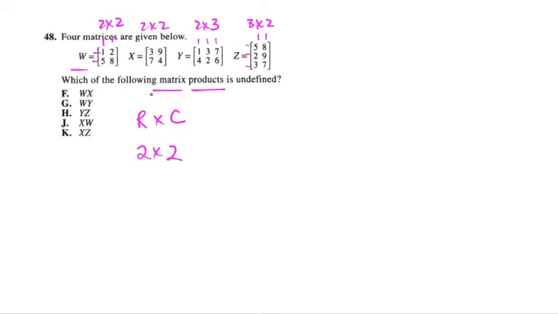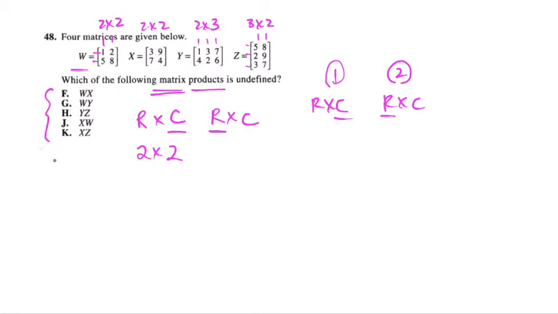The only way that we can multiply matrices is when the column of the first matrix is the same number as the row of the second matrix. So we have a row and a column of the first matrix. We have the second matrix, row and column, and these two numbers have to be the same. We're going to have to test all of these options, but what I'm going to do is start with the bottom one, K, X, Z. X is a 2 by 2, Z is a 3 by 2. These numbers are not the same. That means this is our answer.